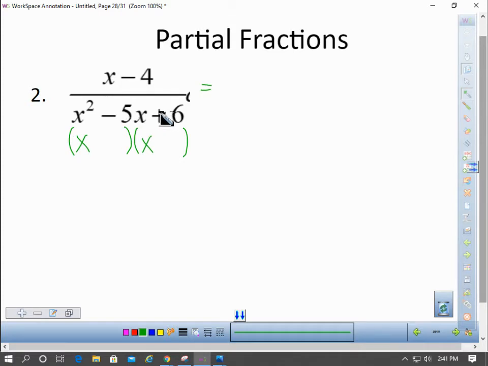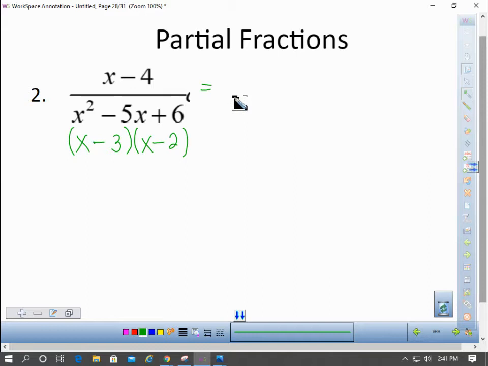So we need to be able to multiply to get positive and add to get negative, so they both have to be negative. Now it wouldn't make sense to use 6 and 1, because when you add that, you get -7. I don't want -7 in the middle, so I need to use 2 and 3. So -2 times -3 gives me +6, and when you add them together, you get -5 in the middle.